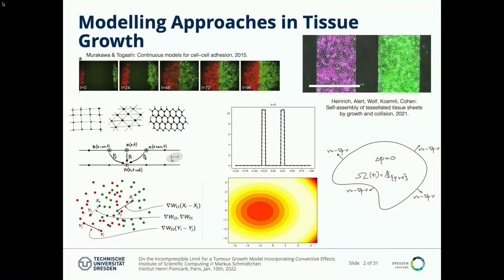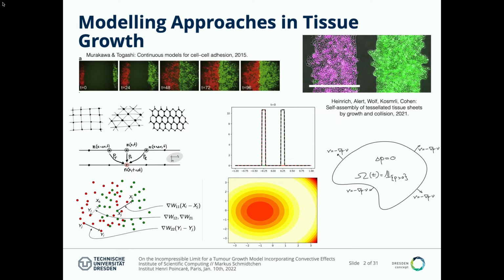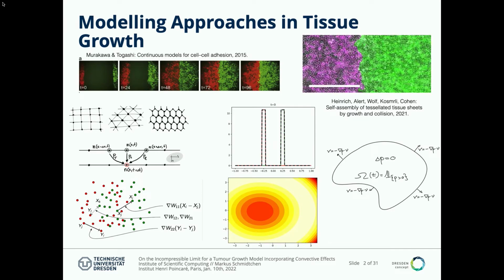On the top row, you see two biological experiments. Essentially here we have human embryonic kidney cells, and there we have some tumor lines, from my collaborators Hideki Murakawa and Daniel Cohen. What we see is that as time goes by, we have these two cell populations migrating towards each other. There's also a video.